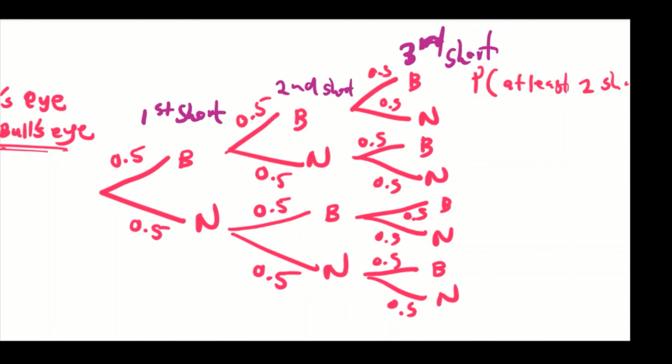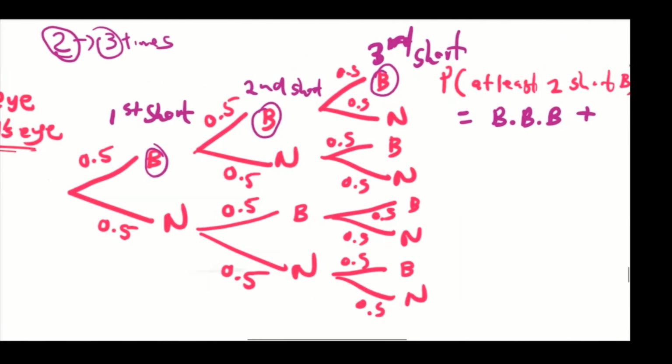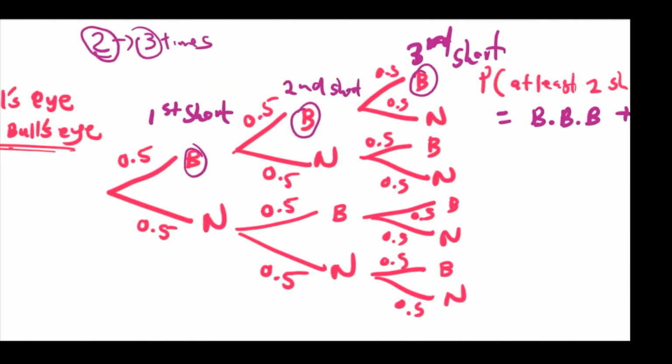When they say at least 2 times, it can be 2 to the maximum. So our maximum here is 3 times, right? So in this tree diagram you're going to choose 2 times or 3 times. Let's first start with the maximum. Hitting the bullseye 3 times would be this B here, and this B here, and this B here. So that is 3 times, which means the probability is B, B, and B, right? Plus, and then there's no other 3 times.